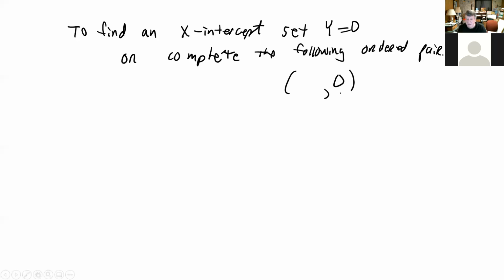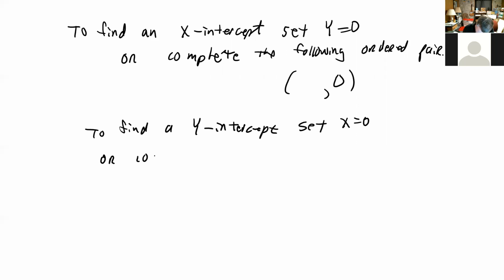To find an x-intercept, set y equal to 0, or complete the following ordered pair. In other words, put 0 in for y, solve for x. That will be the point where it cuts through or intersects the x-axis. To find a y-intercept, set x equal to 0, or complete the following ordered pair.